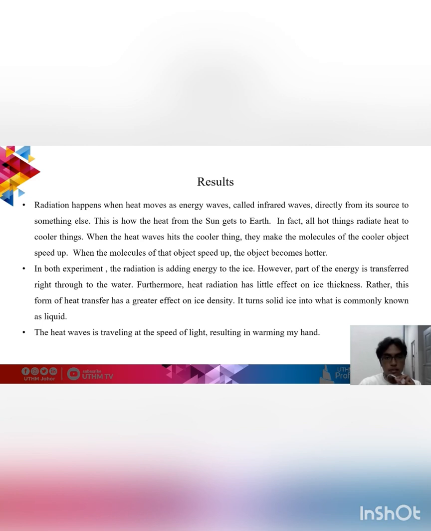In both experiments, the radiation is adding energy to the ice. However, part of the energy is transferred right through to the water. Furthermore, heat radiation has little effect on ice thickness. Rather, this form of heat transfer has a greater effect on ice density. It turns solid ice into what is commonly known as liquid. Next, the heat waves travel at the speed of light, resulting in warming my hand.